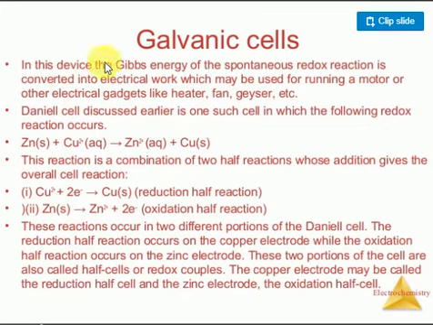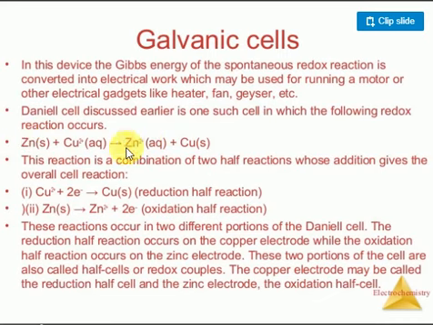Okay, now in this device, the Gibbs energy of the spontaneous redox reaction is converted into electrical work, which may be useful for running a motor and other electrical gadgets. Suppose I'm taking the Daniel cell discussed earlier: zinc undergoes oxidation, copper undergoes reduction. Some electrical work is produced. This electrical work generates electricity.